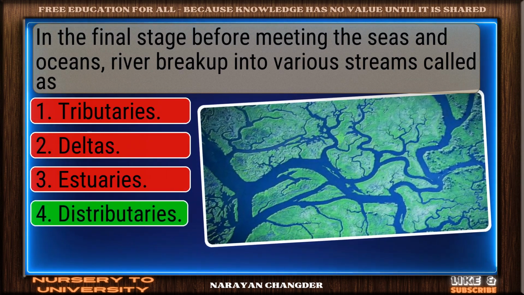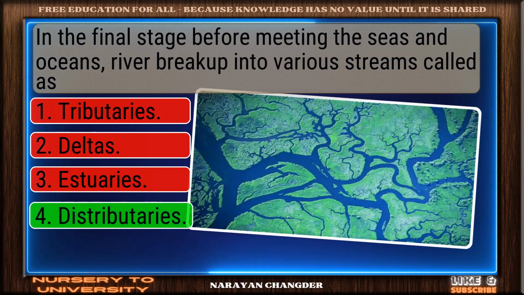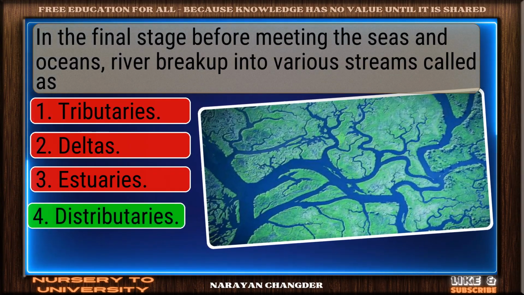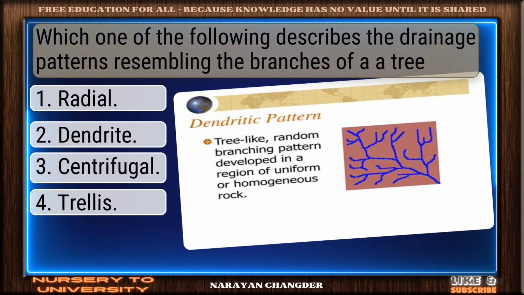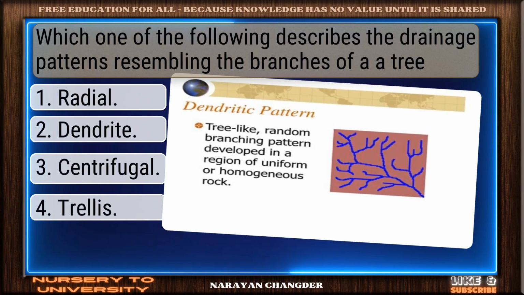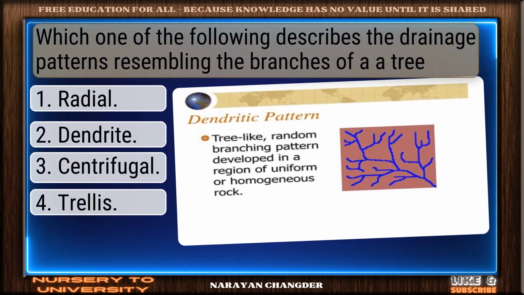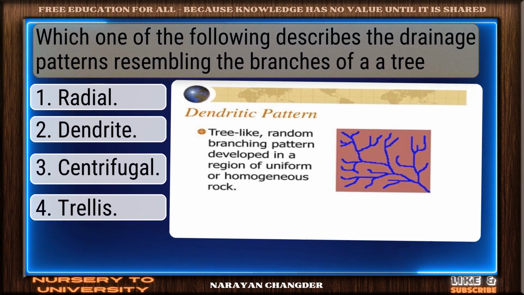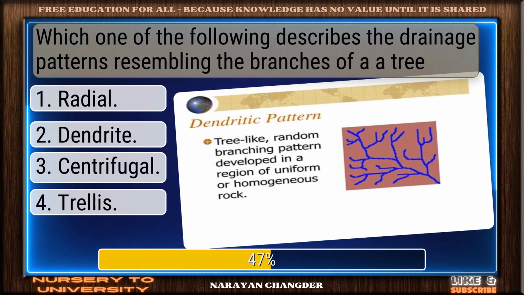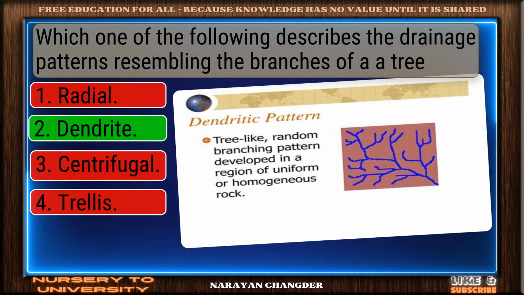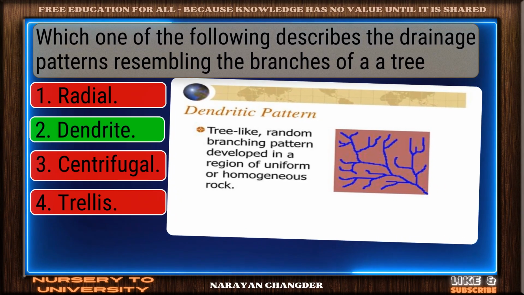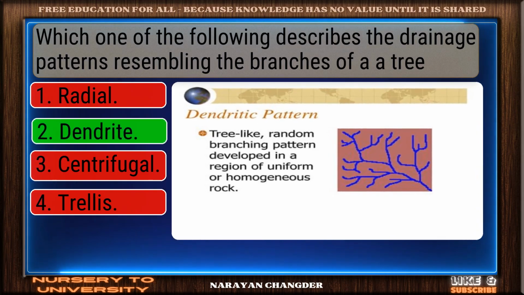Clear logic. Your choice, distributaries, is sound and 100% true. Question number 34. Which one of the following describes the drainage patterns resembling the branches of a tree? Smart pick. Dendritic is the correct choice.